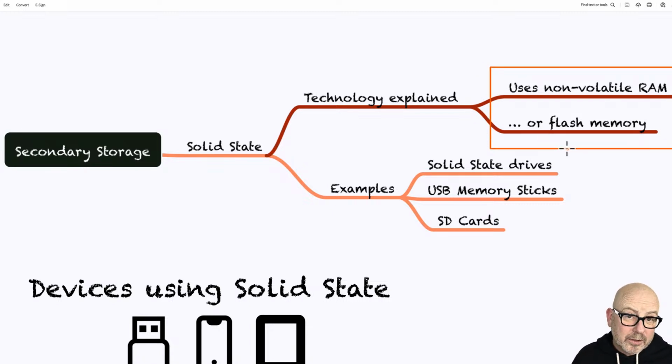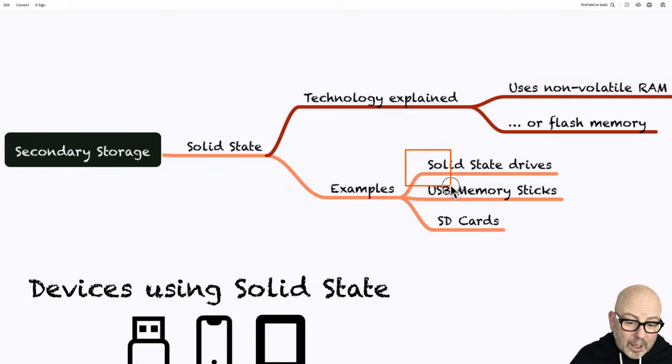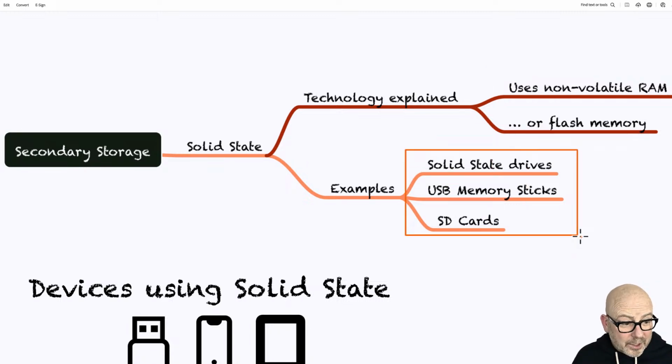It uses non-volatile RAM, and you may have heard of flash memory. A lot of cameras use flash memory. It's still solid state. It's just a slightly different technology. So examples that you should use other than solid state drives are USB memory sticks and SD cards. Okay, those are your examples of solid state secondary storage. Solid state drives and USB memory sticks.